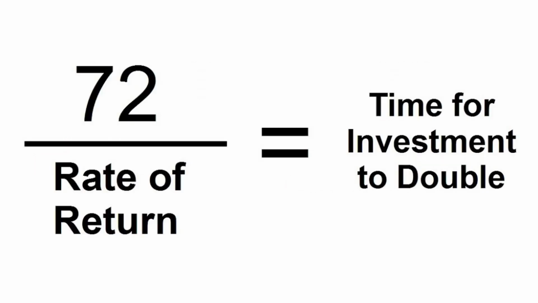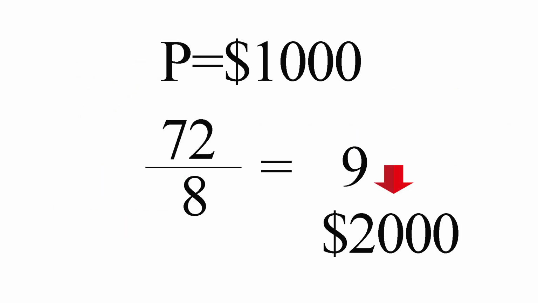Another method to estimate compound interest is the rule of 72. In this method, divide 72 by the rate of return to find out how long it will take for your money to double in value. For example, if you have $1,000 earning an 8% return, it would grow to $2,000 in 9 years, which is 72 divided by 8 equals 9.